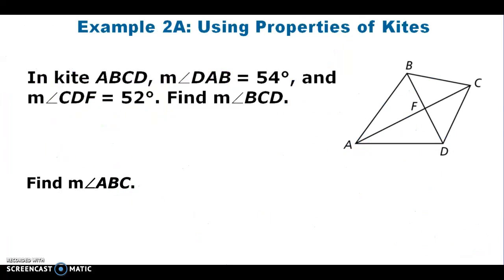So now we're given a kite and some angle measures. We're looking for, we have angle DAB. So DAB, that is 54 degrees. We're also given CDF is 52 degrees. What are we looking for first?